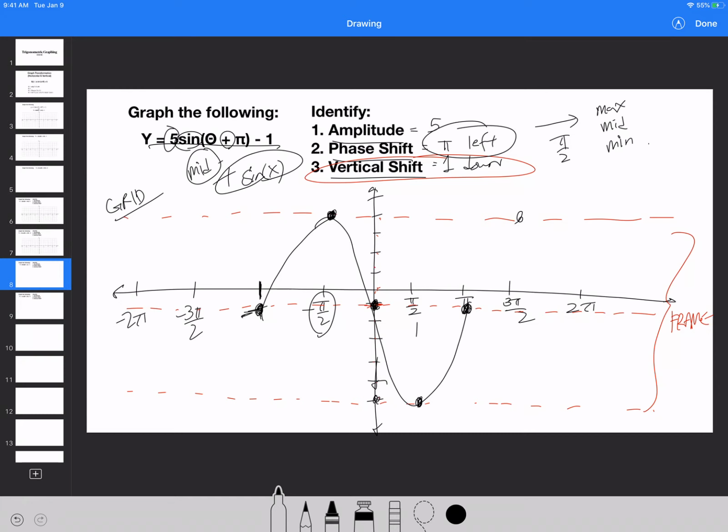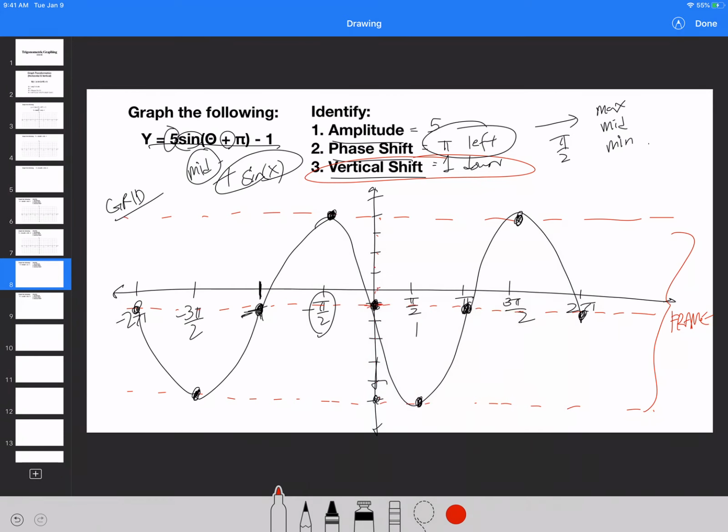Then at 3 pi over 2, max. And then 2 pi, middle again. -3 pi over 2, minimum. And then -2 pi, middle. So that would be my graph for 5 sine theta plus pi.